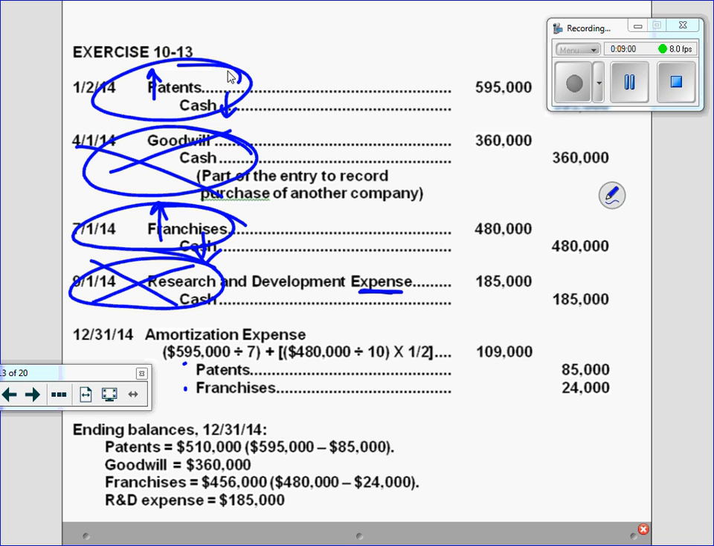But you basically take the $595,000 patent and divide it over its 7-year life to figure out 1 year. And then you take your franchise, divide it by 10, but notice when you purchased that, you had it only 6 to 12 months. So you see each of the assets lose just a little bit of value with the amortization up. Now, if you would have done 2 transactions there, amortization expense for the patent and then amortization expense for the franchise, I would have been okay with that.